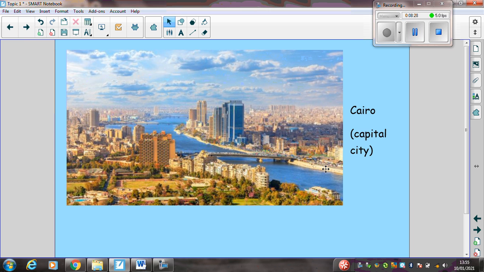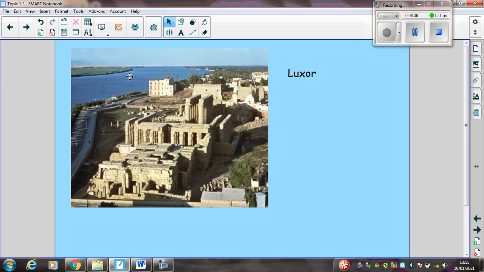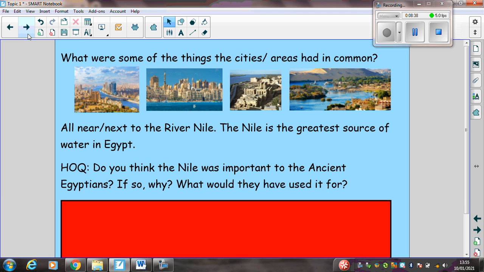So here again, you look at Cairo, got the River Nile running right the way through. Alexandria got it here with the River Nile along the side, and then Luxor, there's the River Nile again. So it's really essential. So linking to our higher order question there, do you think the Nile was important to ancient Egyptians? If so, why? What would they have needed to have used it for?